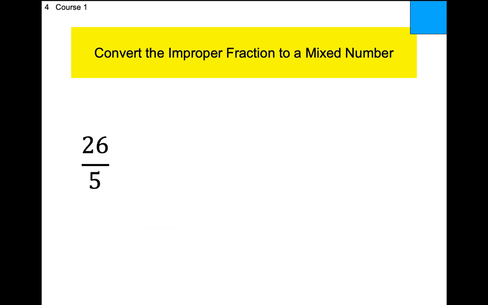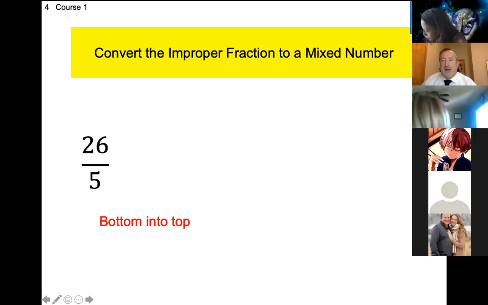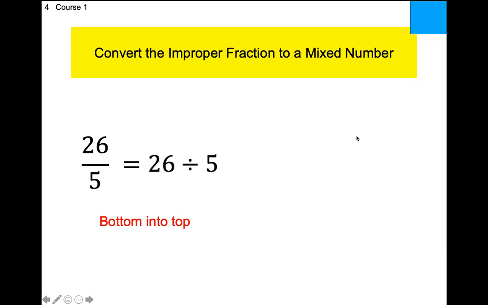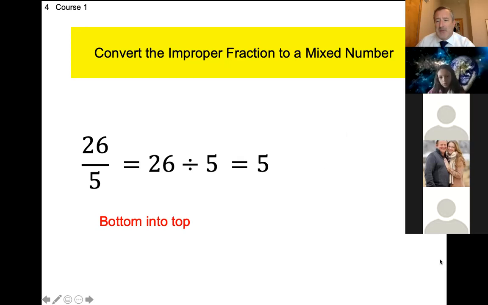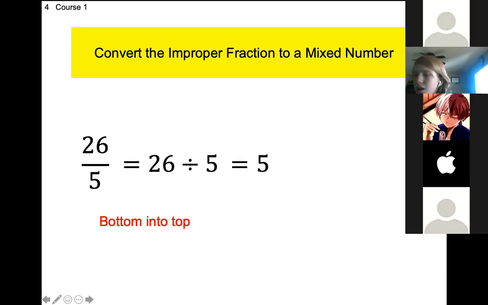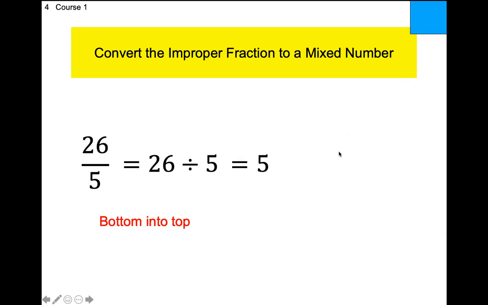Can I solve? Let's wait till we get to the green square. Let's see, 26 fifths, we have to divide the bottom into the top, or 26 divided by the bottom. So 5, 10, 15, 20, 25, that went 5 times. So 5 evenly goes into 26 5 times. 5 times 5 is 25, so it's 26 minus 25. That's a remainder of 1.